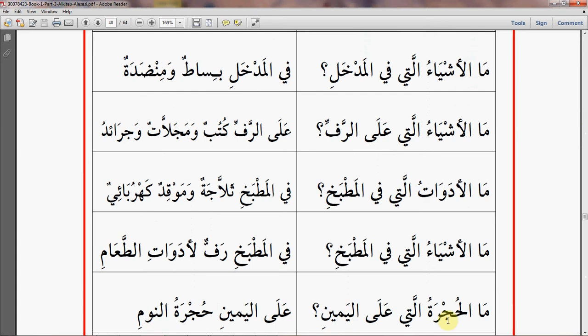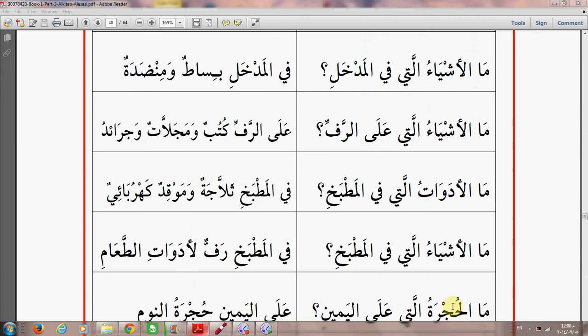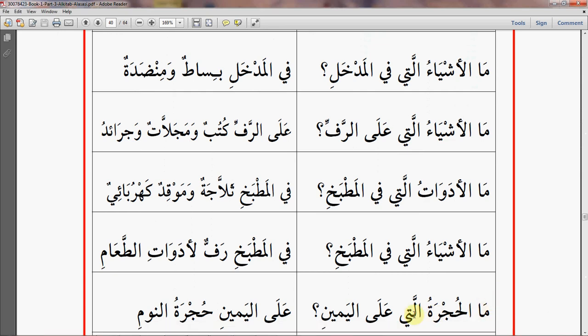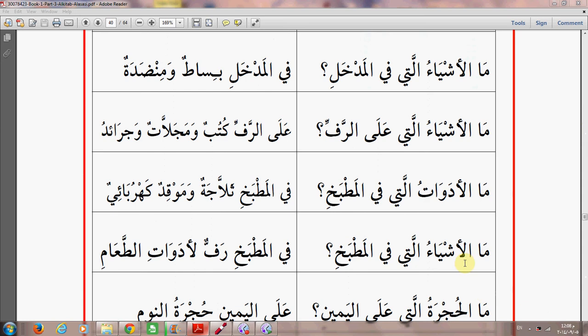Now الحجرة is not plural. So why did it get التي, which is the feminine which, or the feminine اسم موصول? الحجرة is singular. Room. I said what is the room? But it has تاء مربوطة, so this is a feminine word. Originally it's a feminine, singular noun. That's why it got التي, which means which for feminine. Okay? ما الحجرة التي على اليمين. What is the room which is on the right hand side or on the right.